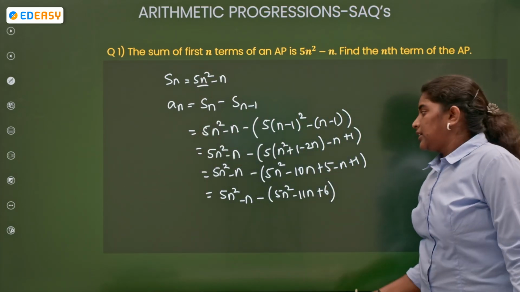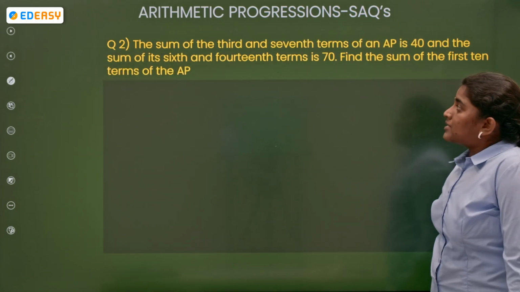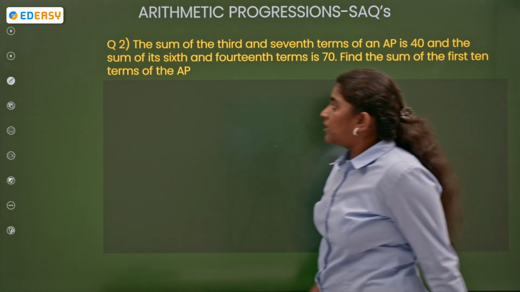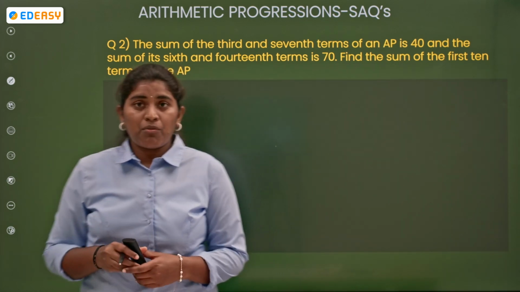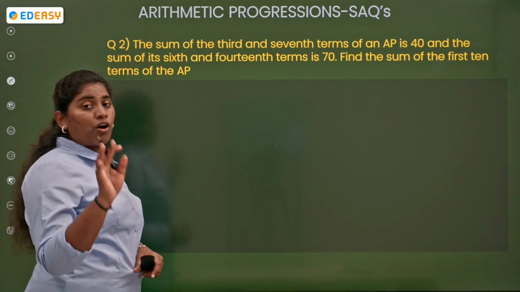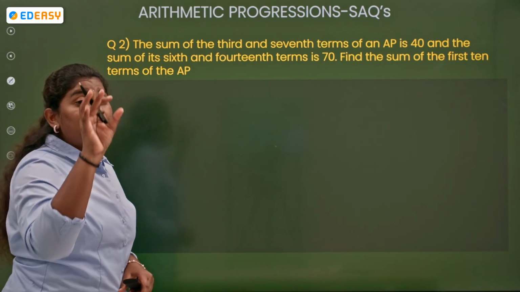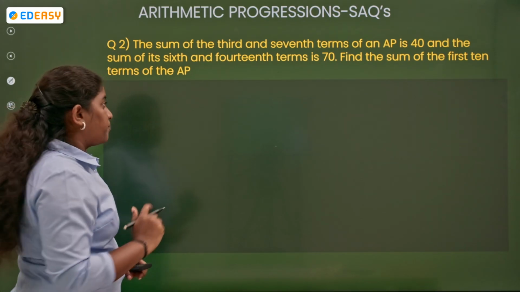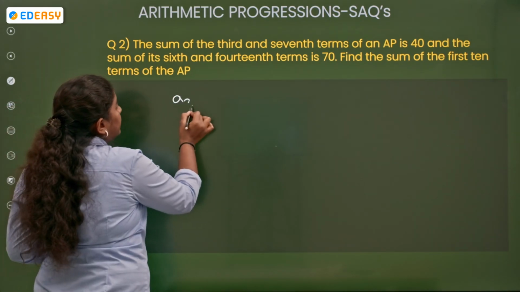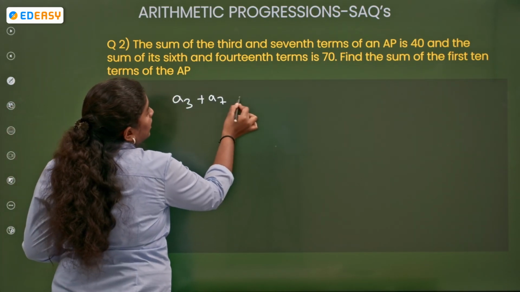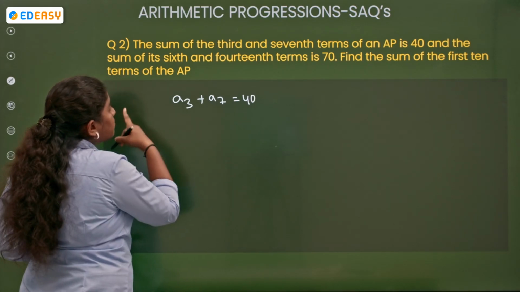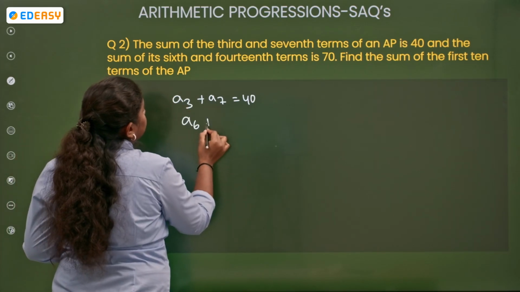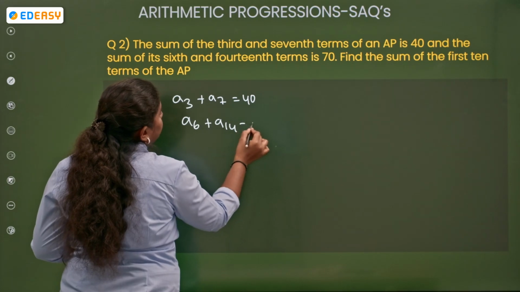Okay. Next, the sum of the third and seventh terms of an AP is 40. Now let's break this question. Sum of the third and seventh term of an AP. It means from the same AP you are taking the third term and the seventh term. So it will be A3 plus A7 equals 40, and the sum of the 6th and 14th terms is 70. A6 plus A14 equals 70.